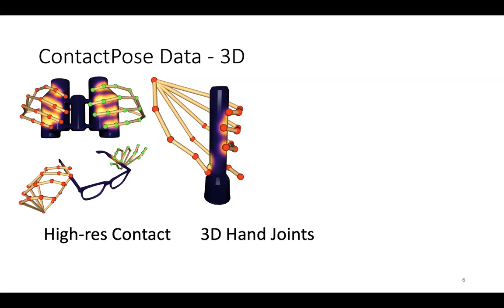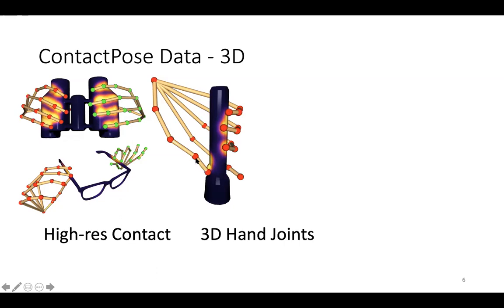The hand and object are also tied together through this contact annotation, which is the texture on the object surface that you see here, where more yellow means higher contact. It's a continuous value of contact between dark blue, which is no contact, and very bright yellow, which is high contact.